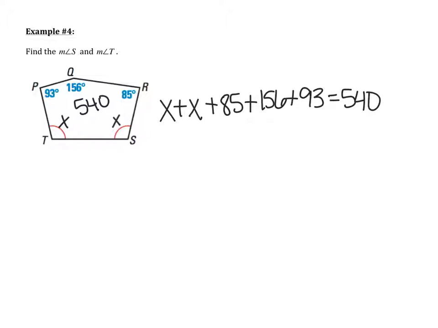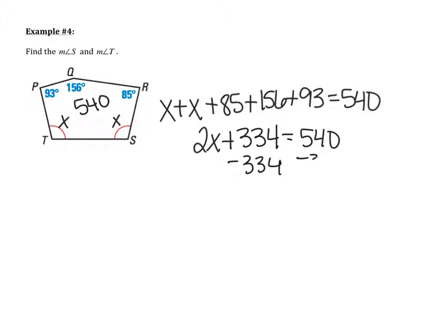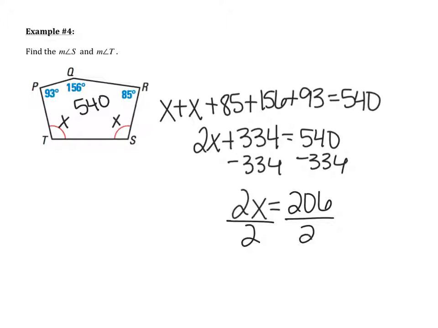So then I'm just going to simplify and combine like terms. So X plus X is 2X, and then I'm going to take the 85, the 156, and the 93 and add them all together to get 334. So the next thing I would do is subtract the 334 from both sides. So I'd end up with 2X equals 206. So I would just divide both sides by 2. So X would equal 103.